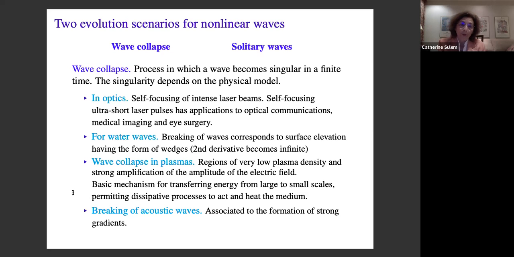Another important problem in propagation dynamics is collapse in plasma. So in plasmas, singularity corresponds to regions of very low plasma density and strong amplification of the electric field. They are a basic mechanism for transferring energy from large to small scales, and they permit dissipative processes to heat the medium. And the last example, but there are many others, is breaking of acoustic waves that is associated to shock waves and in particular the formation of strong gradients.